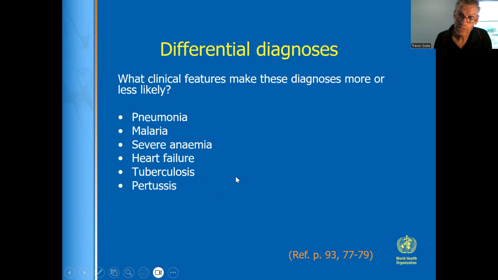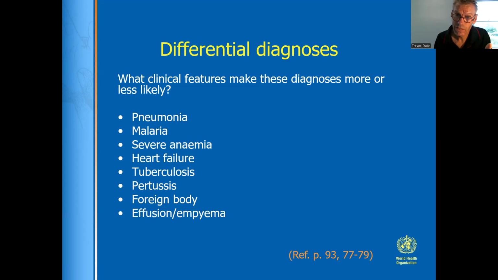Pertussis is another possible cause of severe respiratory distress. There are a number of others in the book, which I won't go through all today. A foreign body seems unlikely in this case, but one should always think about it. An effusion or an empyema is certainly possible, and both clinical signs and a chest X-ray will help you diagnose that. If you had an ultrasound, you could also look to see if the child has an empyema. There are many ways you can do that rather quickly.